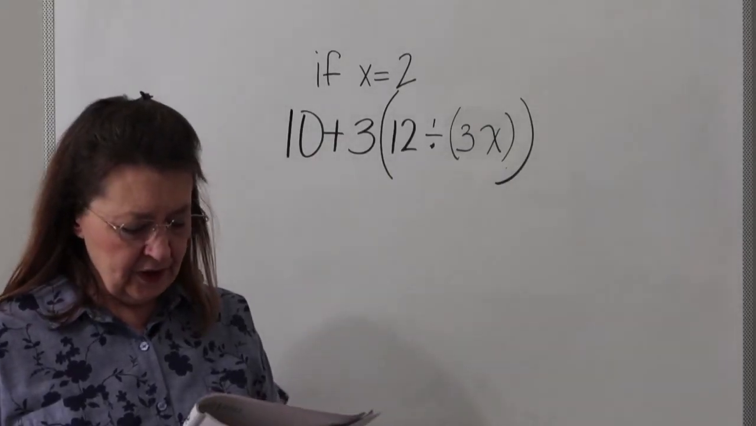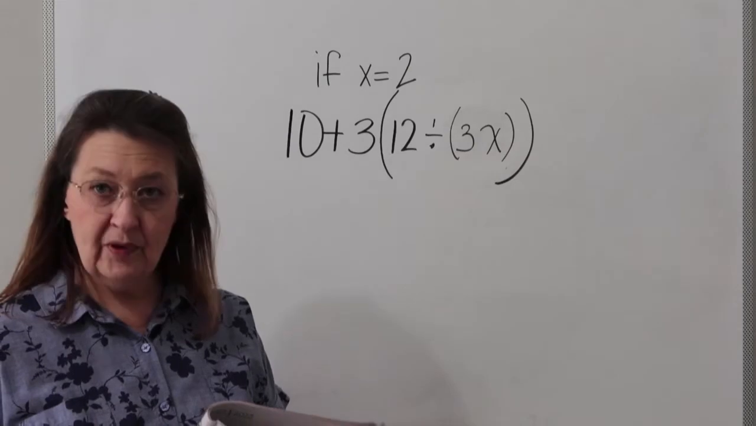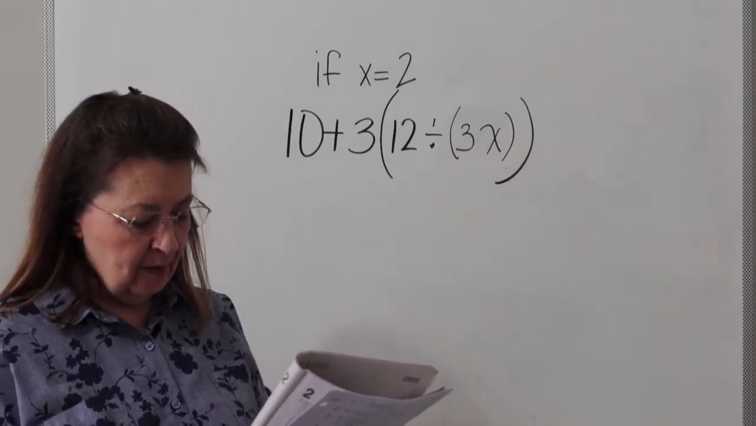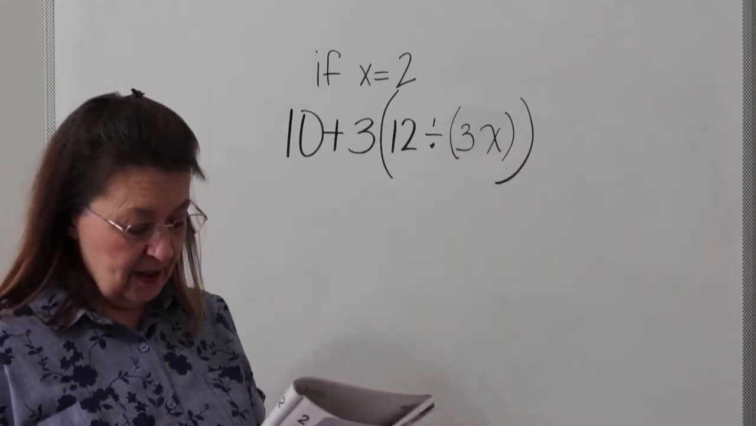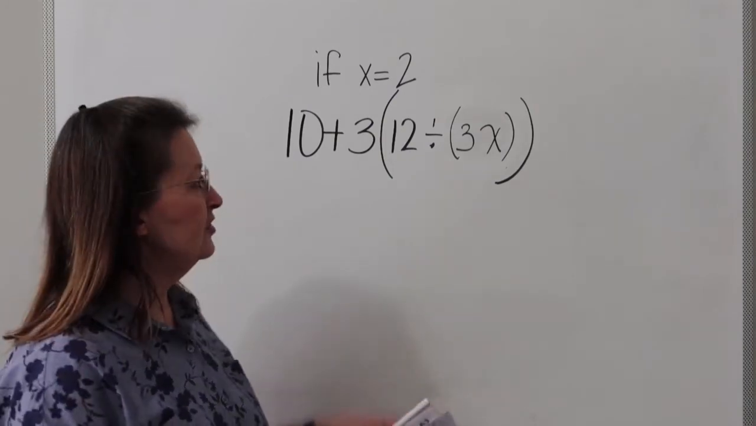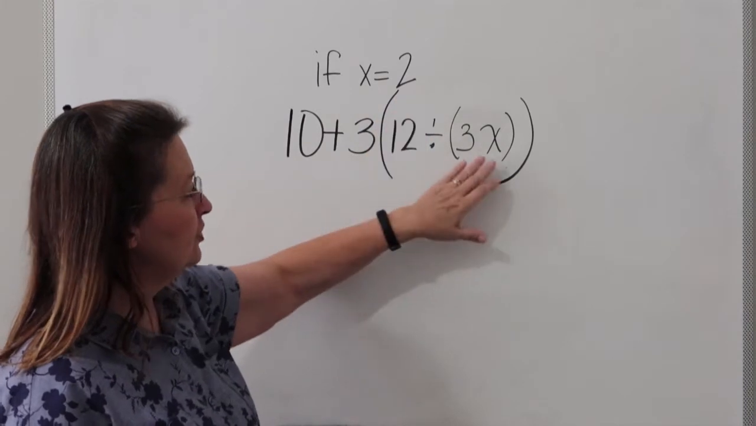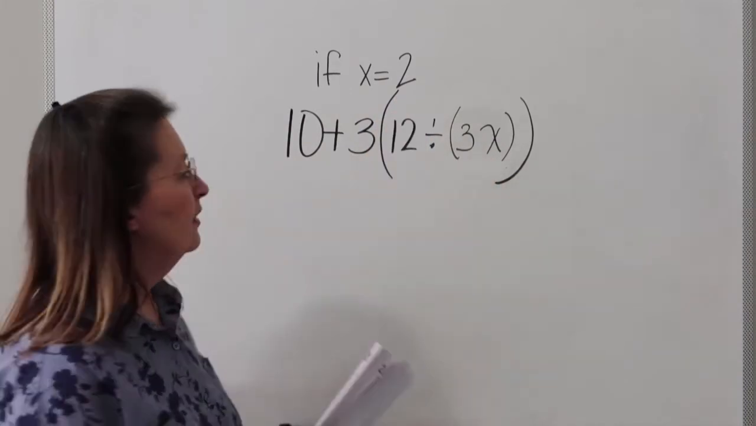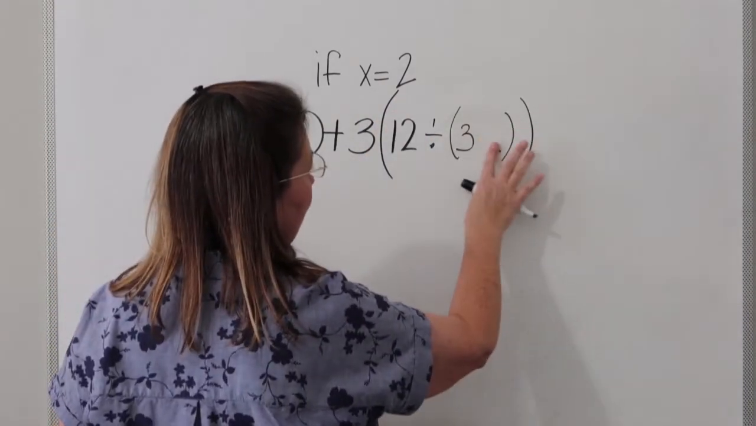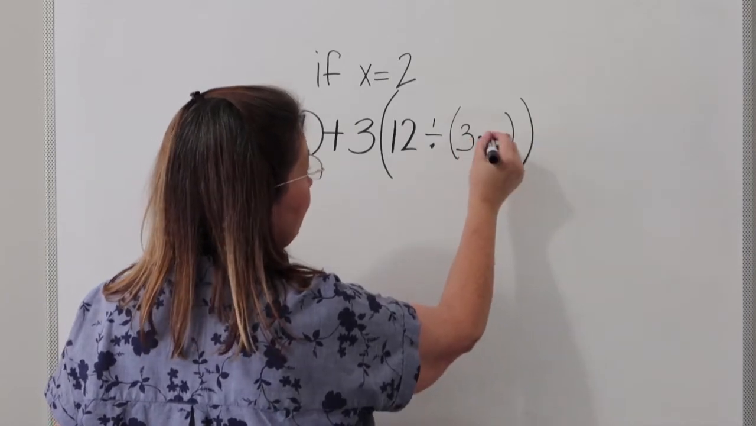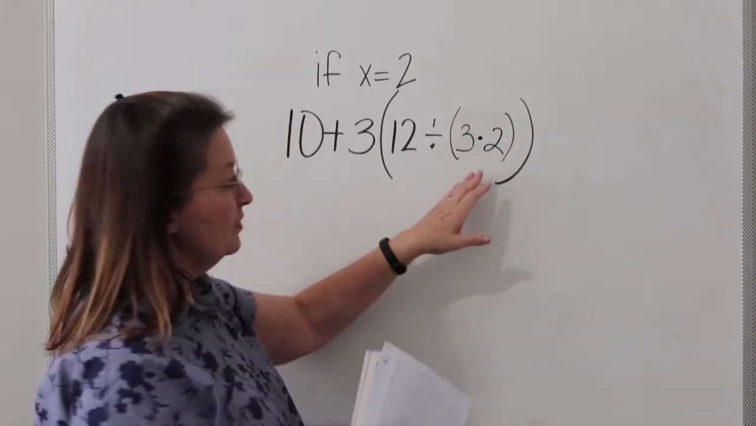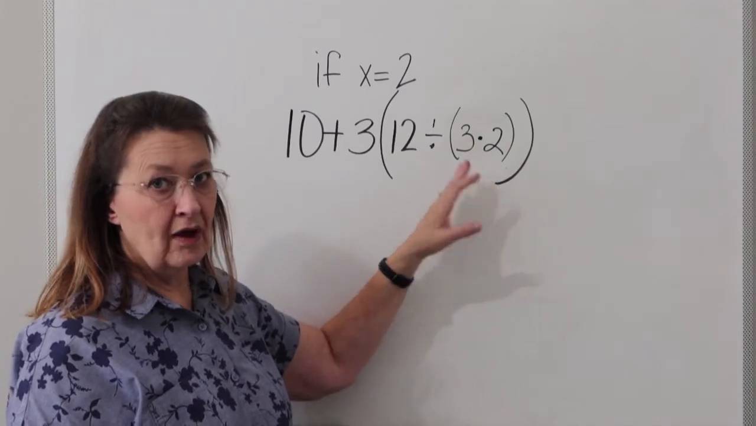When x is equal to 2, 10 plus 3 times the quantity 12 divided by the quantity 3x equals what? So this is just a simple substitution. We just need to substitute x equals 2 into the expression. So let's just erase the x. Now this was 3 times x. So when you substitute that 2 in there, that's 3 times 2, not 32.